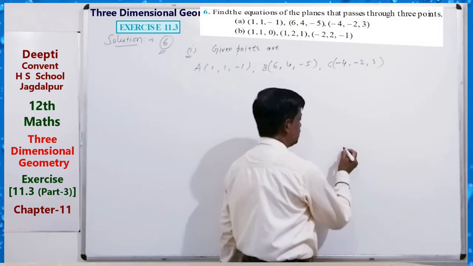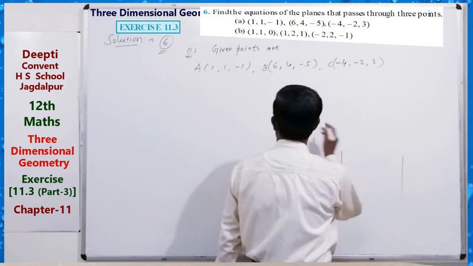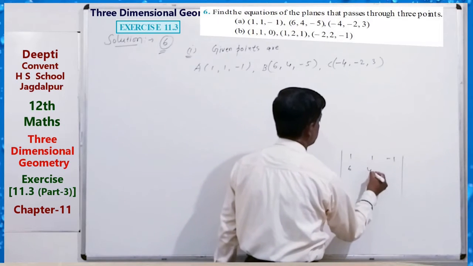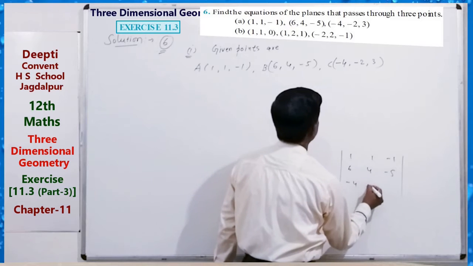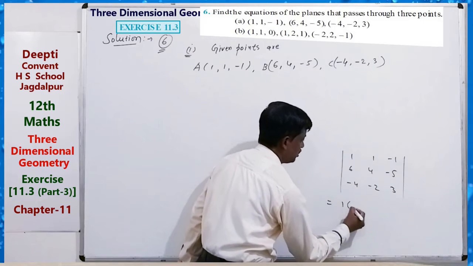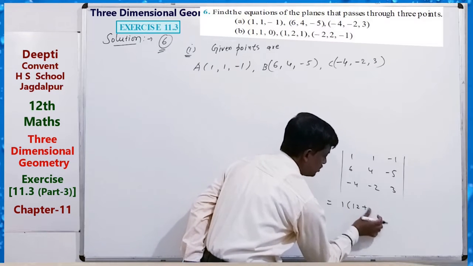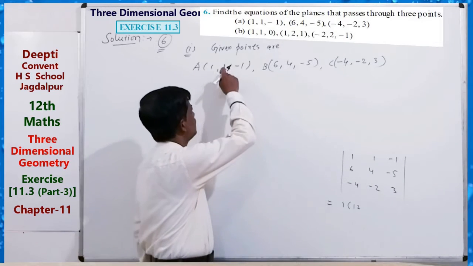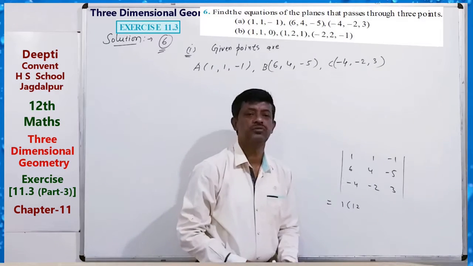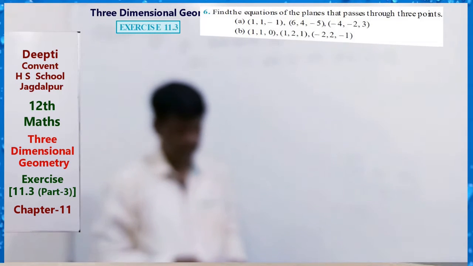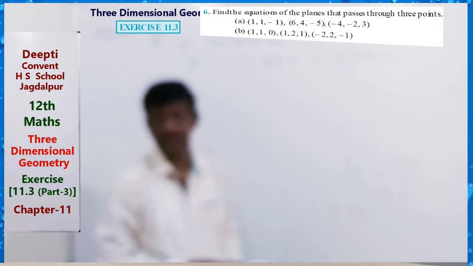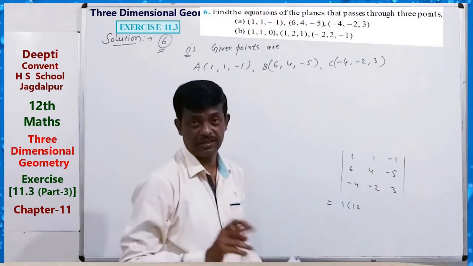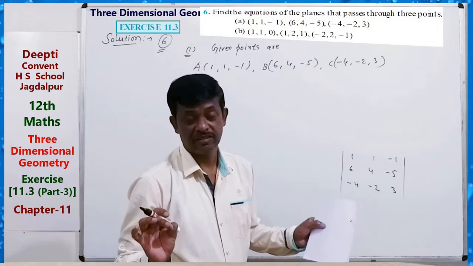For checking, it is very simple. Just remember, you have to solve this determinant. Write the points one by one: 1, 1, minus 1; 6, 4, minus 5; minus 4, minus 2, 3, and solve it. Check whether its value is 0 or not. If 0, then the points are collinear. If non-zero, then non-collinear. Clear? This is our important formula.